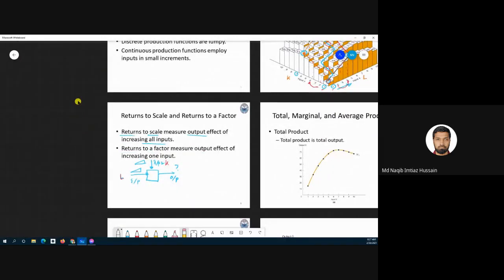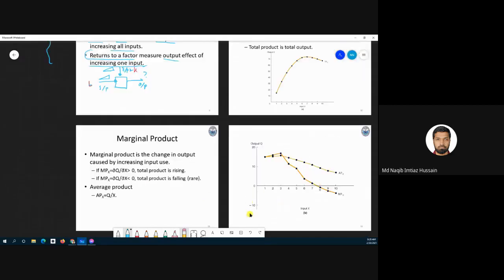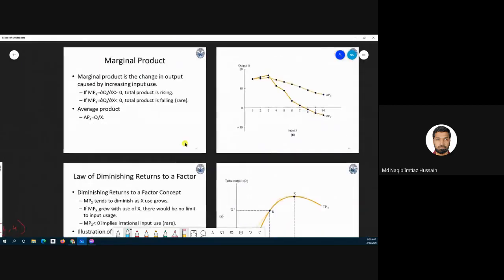Now, what you just asked is basically returns to a factor. If you increase one factor, for example, you increase L or K, that measures the output effect of increasing one input. Okay? We'll study both of them in the later slides. Let's see. You have gone through the definition already.